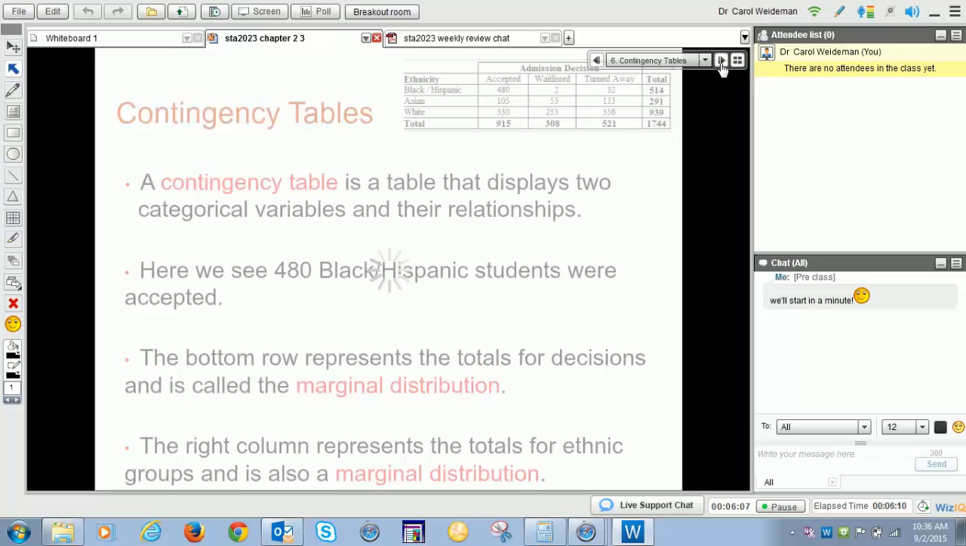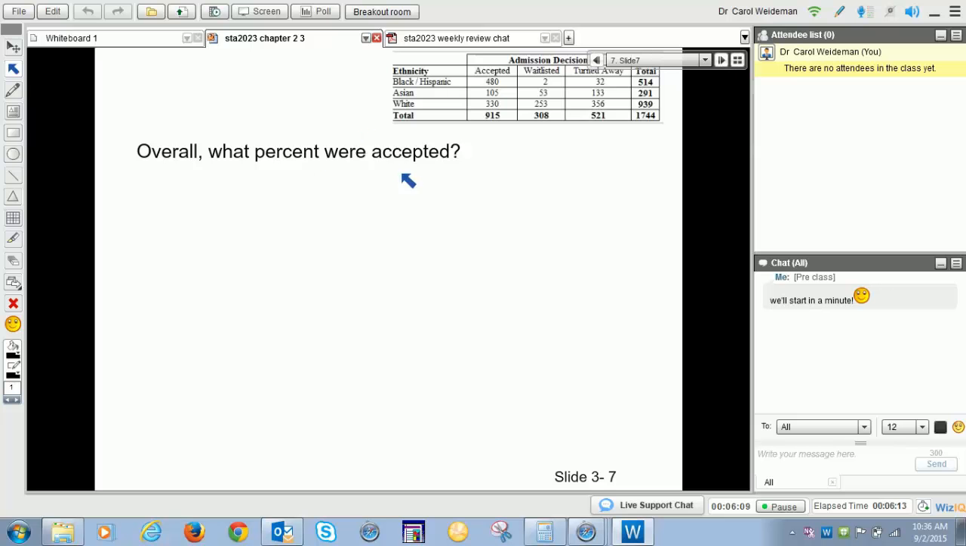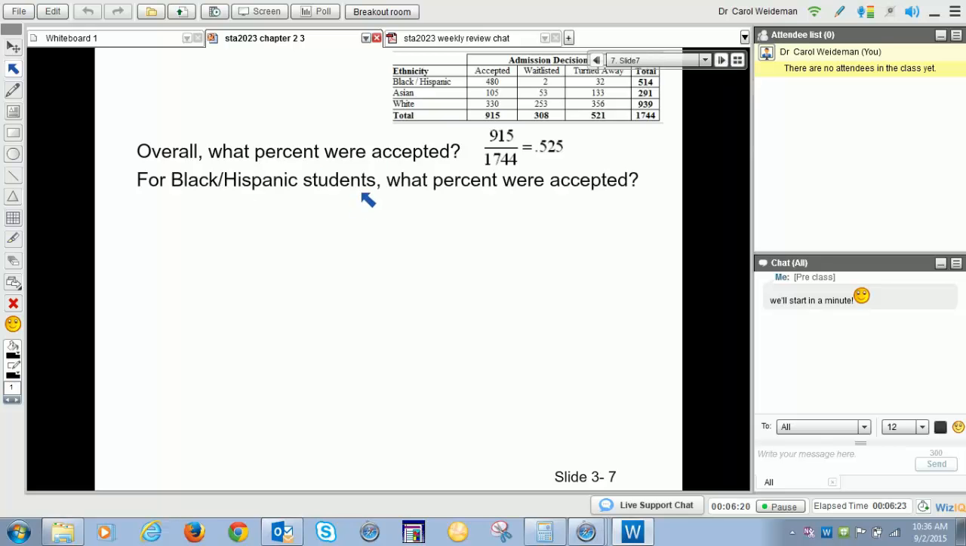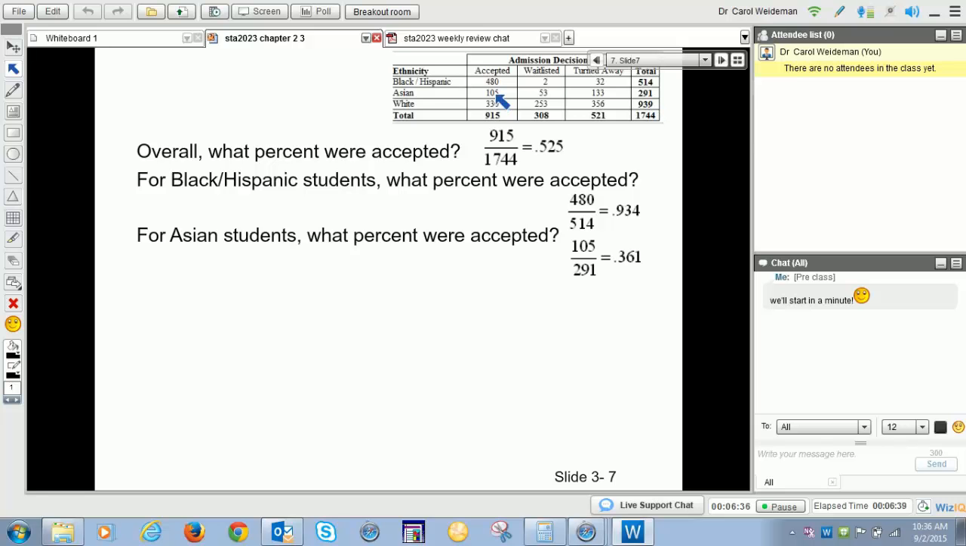Okay, now let's use this table to answer some questions. Overall, what percent were accepted? So accepted, 915 out of 1744. So about 53% were accepted. For the Black Hispanic students, now we're only using that row, what percent were accepted? So 480 out of 514, or about 93%. For the Asian students, now we're just looking at this row, what percent were accepted? 105 out of 291, or about 36%. And for the white students, 330 out of 939.